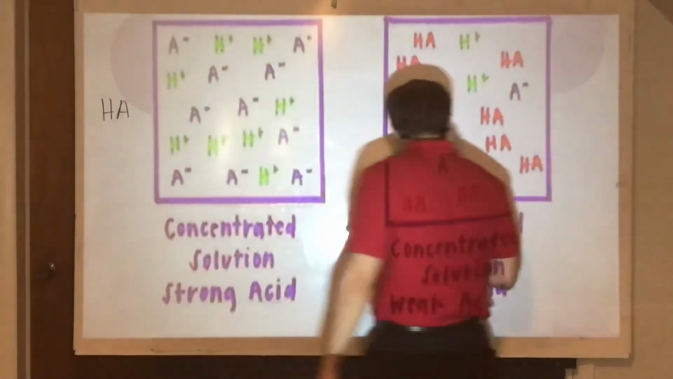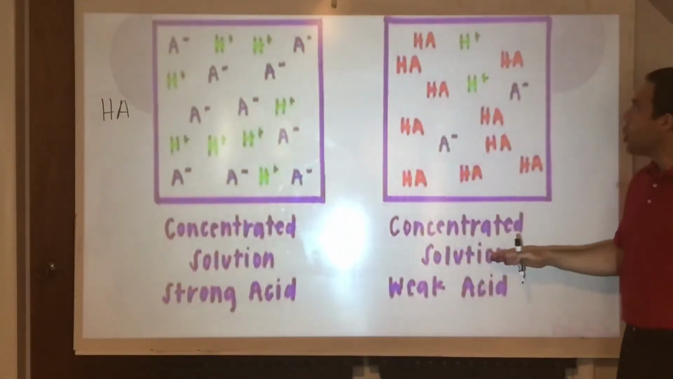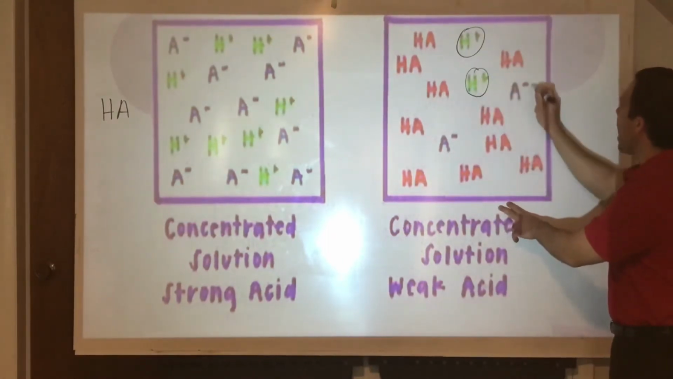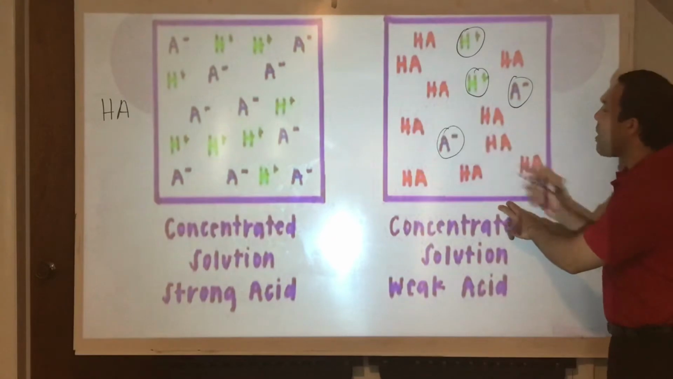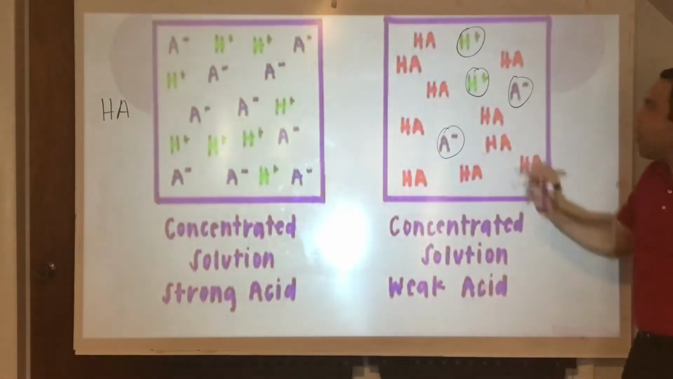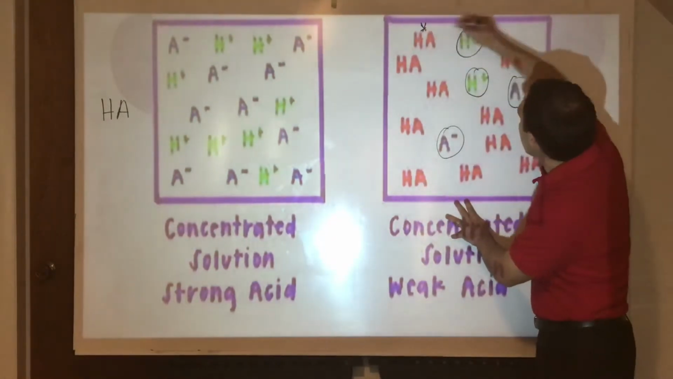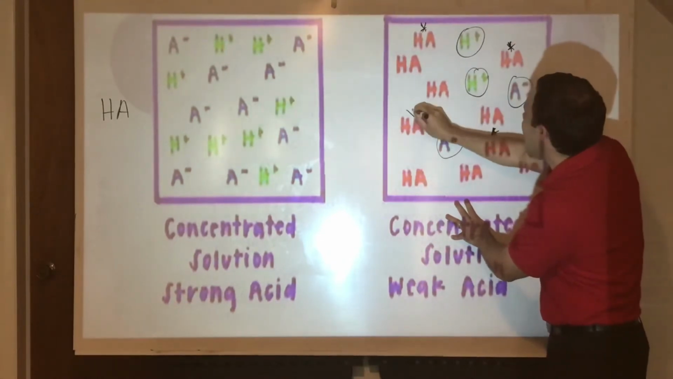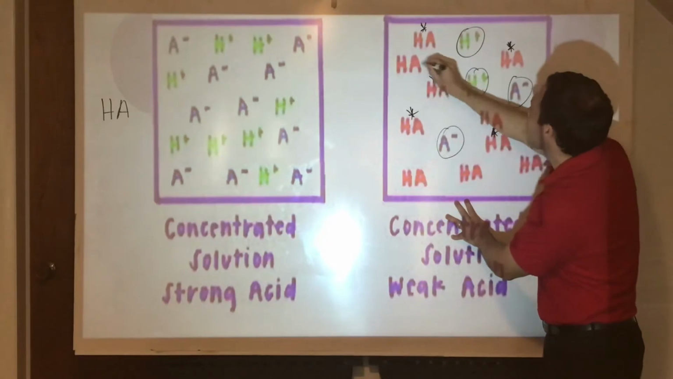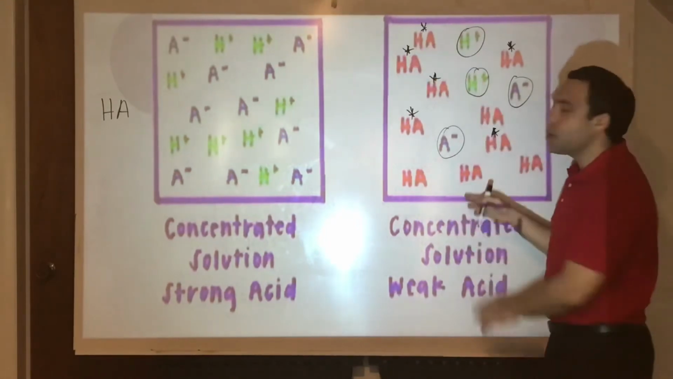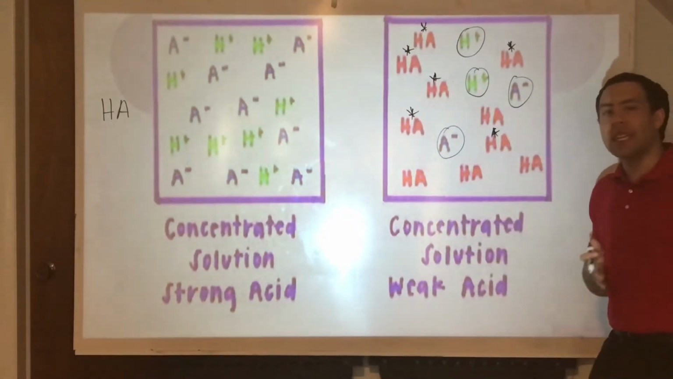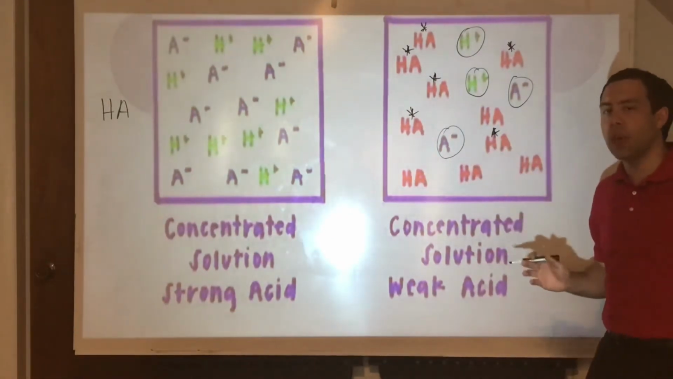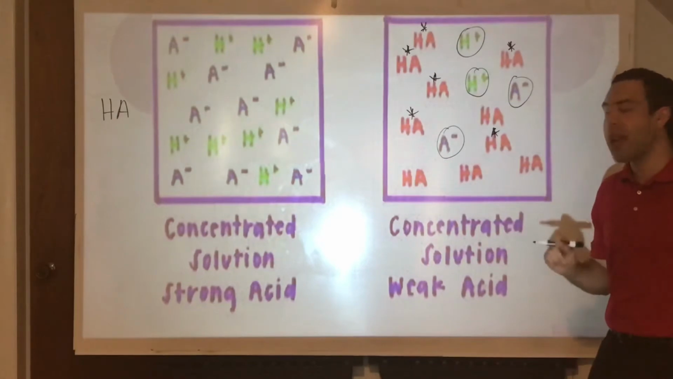However, in the weak acid solution, you notice some H+ ions and some A- ions, but for the most part, the HA did not dissociate. This would be considered a weak acid. It did not dissociate fully, and this would not conduct electricity well. It would conduct a little bit of electricity, but not too well.